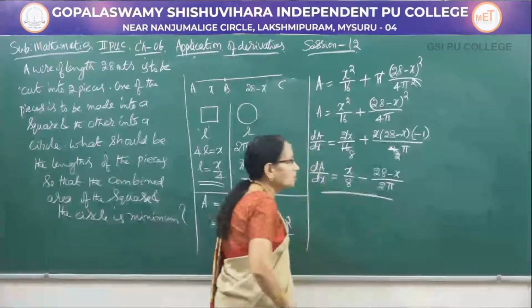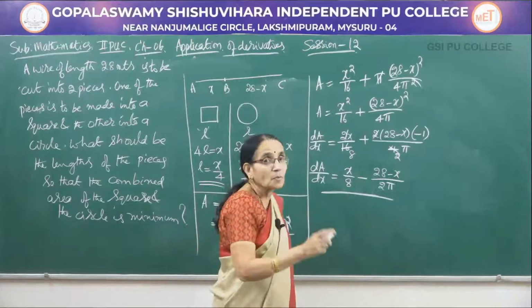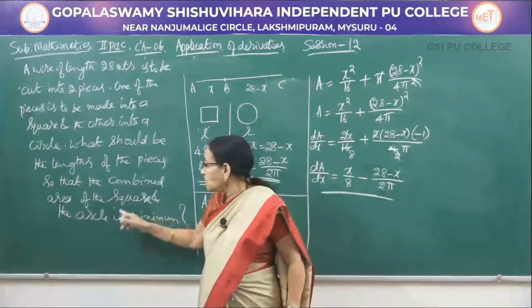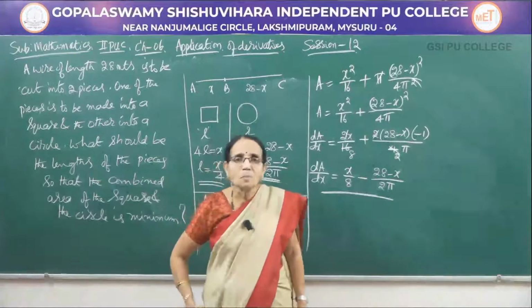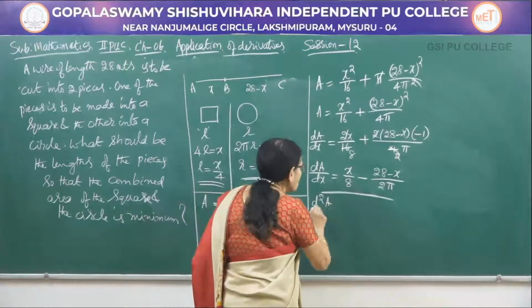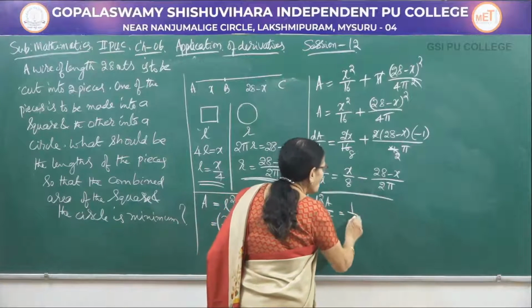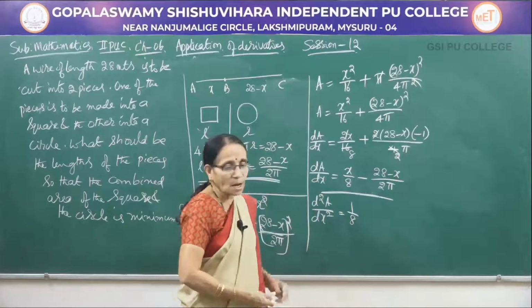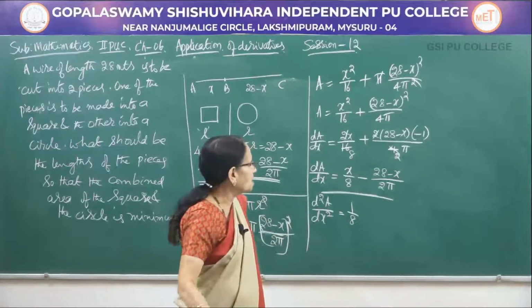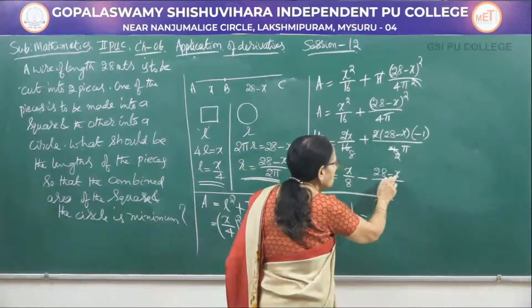Now this is the first derivative. Now let me go to the second derivative, because we have to confirm that the combined area is attaining a minimum value. For that we need the second derivative. d squared A by dx squared, it is 1 by 8, isn't it? We are having 1 by 8, and then what is the other one? Minus of 28 minus x.